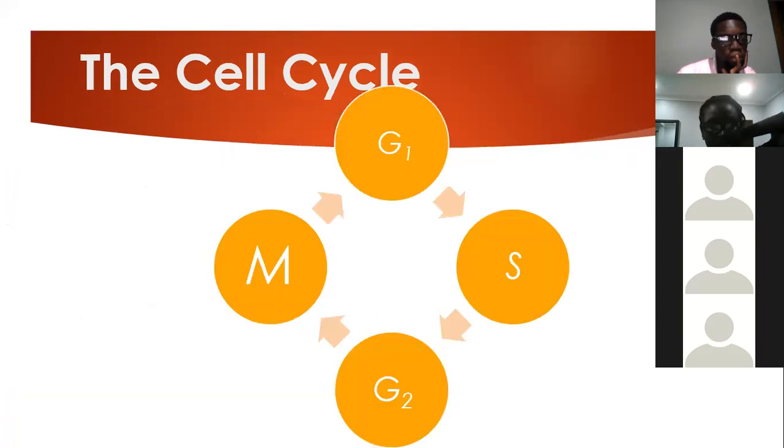This is just a diagram of the cell cycle. From the G1 phase, you go to the synthetic phase, which is the DNA synthetic phase. Then G2 is like a resting phase before we go to the mitotic phase.